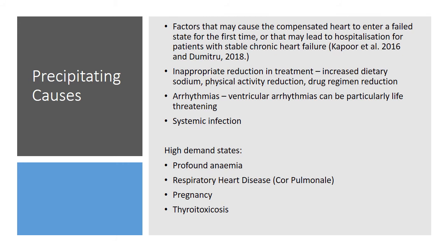There's other high demand states as well, such as profound anemia or respiratory heart disease. So this is classically referred to as cor pulmonale, which is when we have an increased pressure within the pulmonary circulatory system, such as during pulmonary embolism or pulmonary fibrosis. That's going to increase the vascular resistance. So the pulmonary vascular resistance goes up, therefore it's going to increase our afterload, therefore decreasing our stroke volume, which may lead to heart failure.